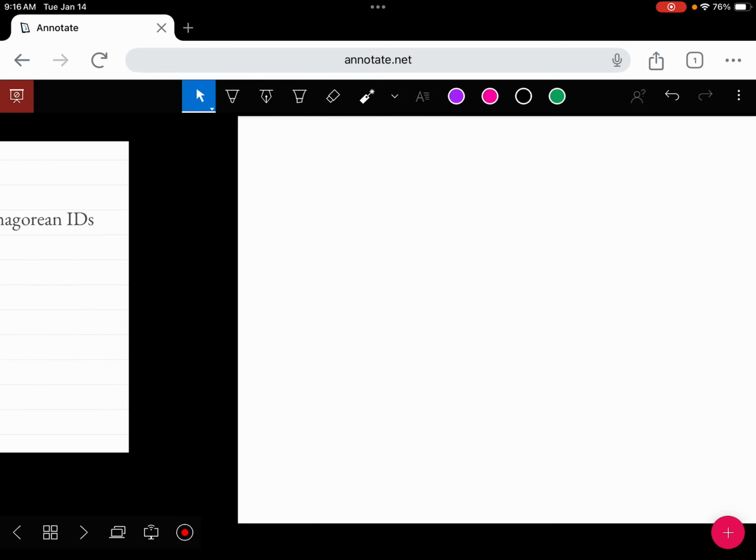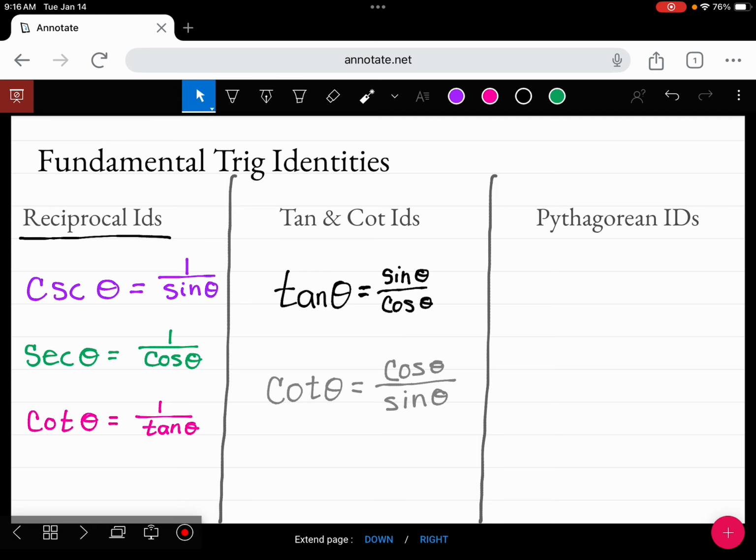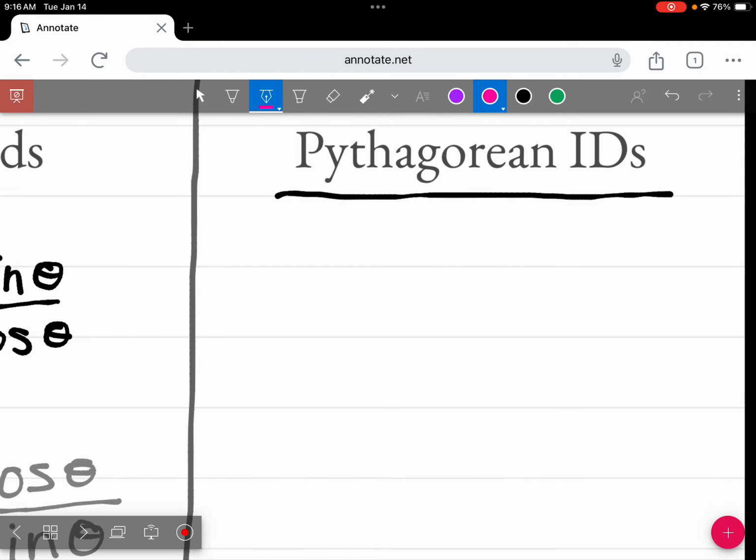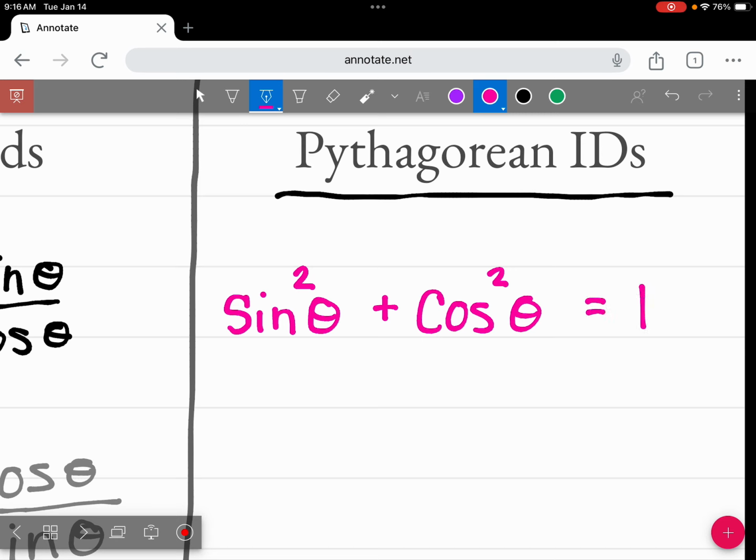And then our last piece here is our Pythagorean identities. These are going to be things you're going to need to memorize. We are going to use these bunches and bunches for the rest of the class. They're a little bit weird. So our first one says sine squared of theta plus cosine squared theta equals 1.